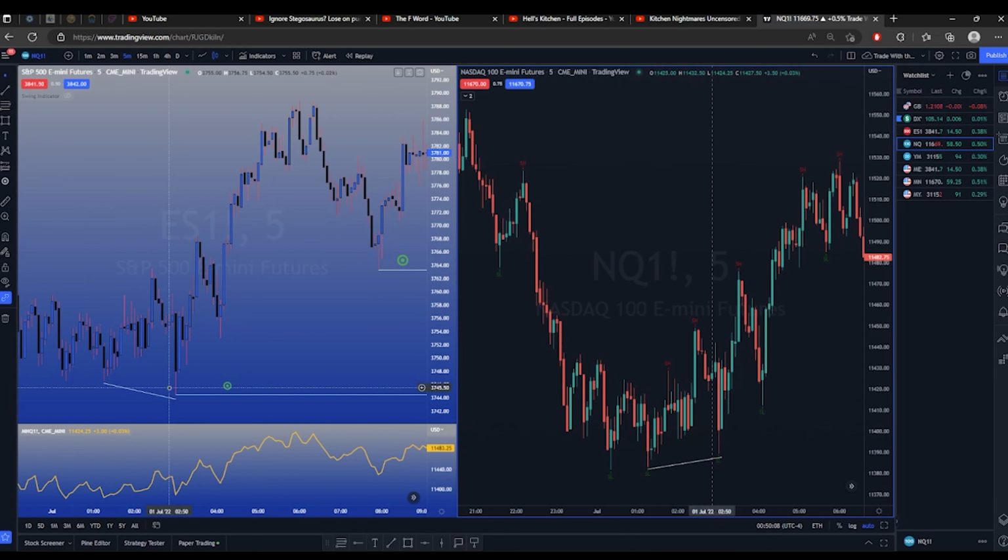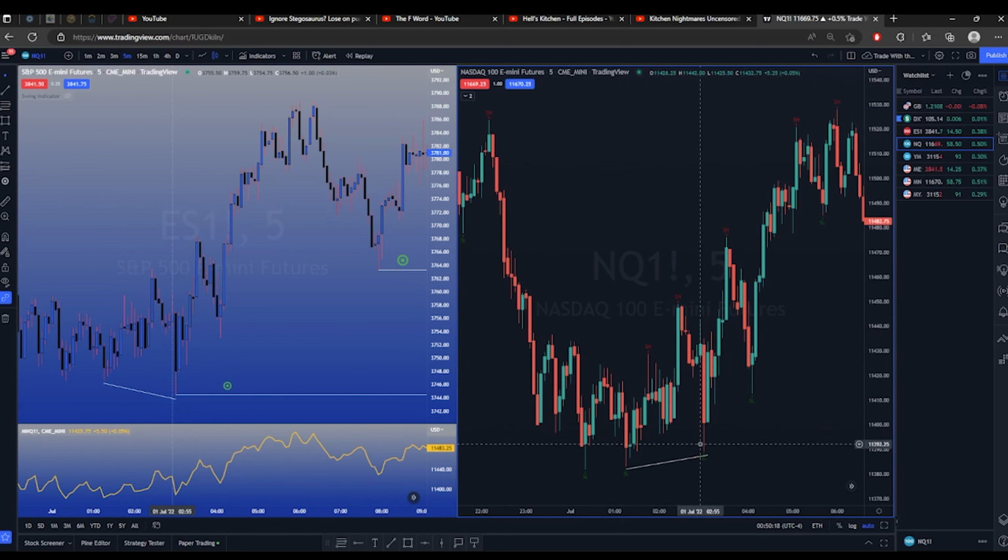S&P stop hunted to take out those lows. You pretty much got equal lows right here, but Nasdaq did not want to go up underneath those lows. So Nasdaq is the one that's accumulating. This is the one that you want to essentially get in for a trade.